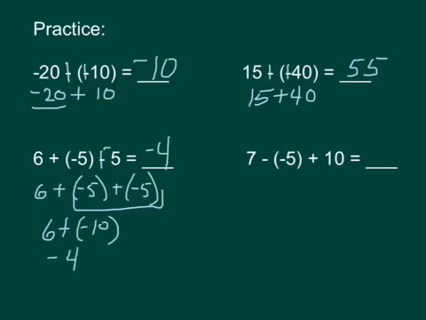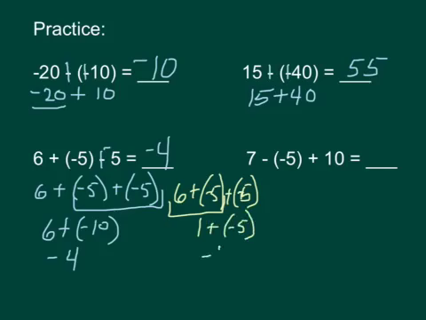Now if you worked PEMDAS, you could have done it this way. 6 plus negative 5 plus a negative 5. And you could have worked this way and gotten a positive 1 plus a negative 5 gives you a negative 4, and you'll get the same answer. The reason this one works over here to combine all your negatives is because you're down to all addition.